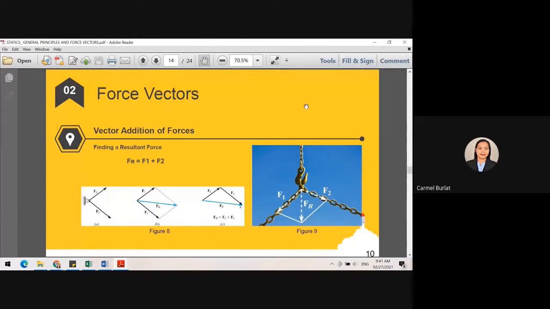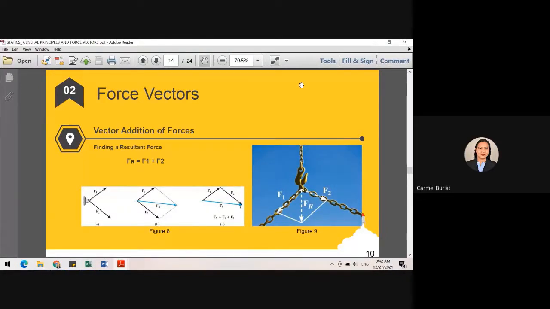Now let's go to reality. These vector forces exist in nature. Wherever you look, you can see them: in your tripod, your camera, the legs of your table, your chair. They all have force vectors, right?